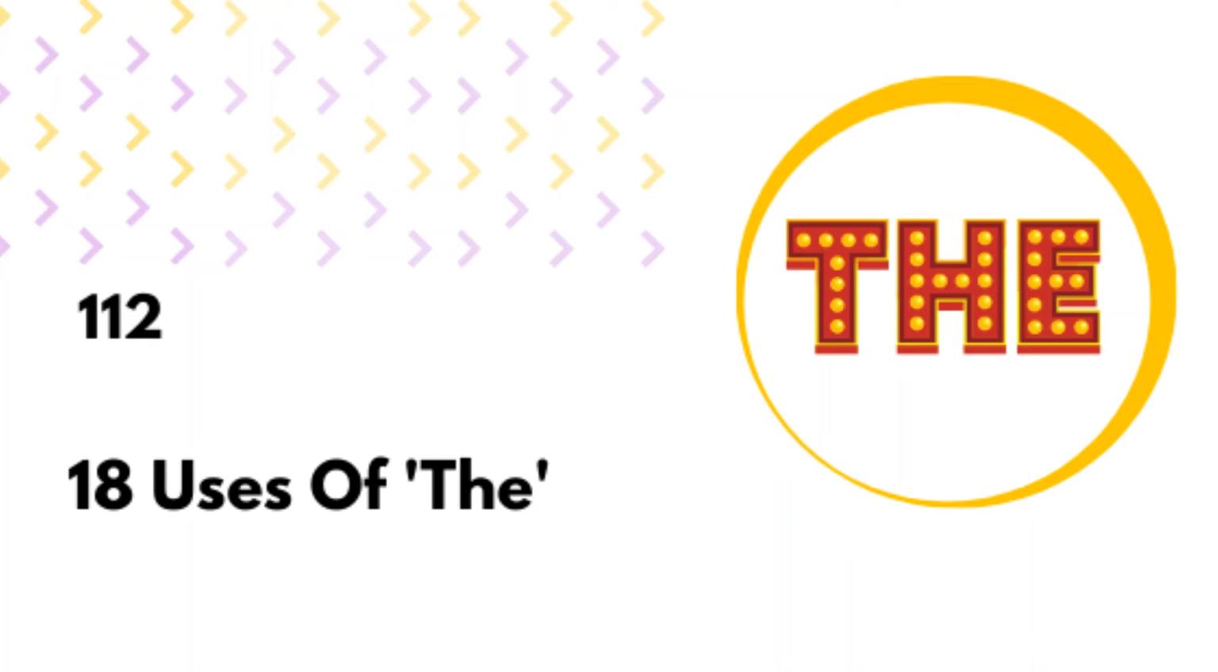6. Some nationalities. The English, the Spanish, the Japanese. 7. Countries, but only those which have republic, kingdom, or states in the name. For instance, the UK, the United Kingdom, the USA, the United States of America, the Czech Republic.